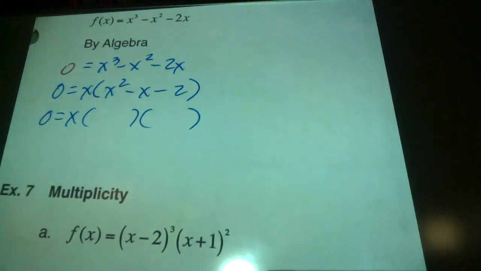Then I want you to factor this on your own, by yourself, whatever method you want. If you don't know how to factor or you're uncomfortable with it, then you better know how to use the quadratic formula: negative b, plus or minus the square root of b squared minus 4ac, all over 2a. Make sure that you know it correctly.